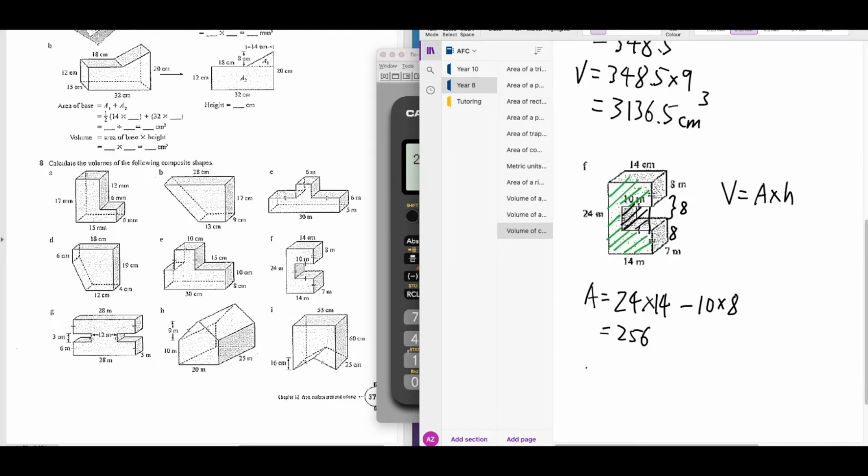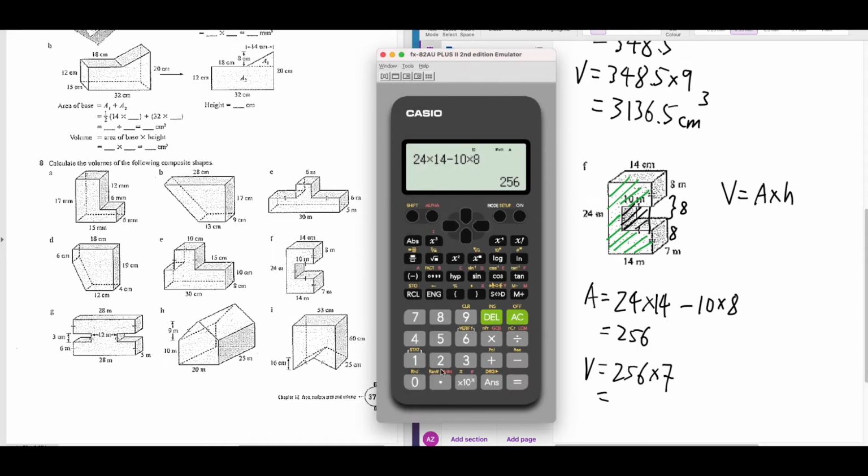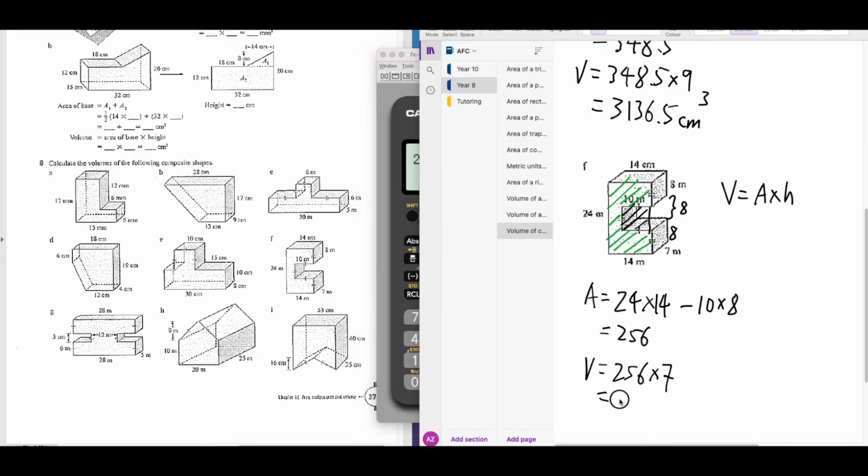And to work out the volume, we just have to multiply the area by the height of this solid. So in this case, the height is 7. And this gives you 256 times 7 is 1792. And the units is cubic meters.